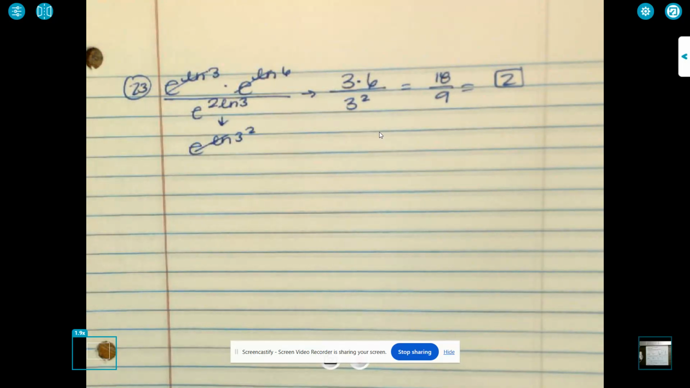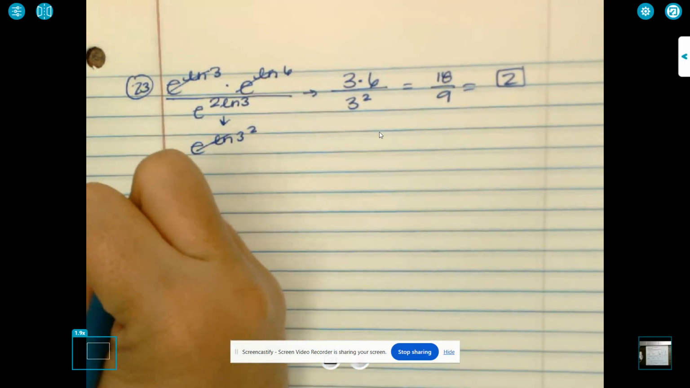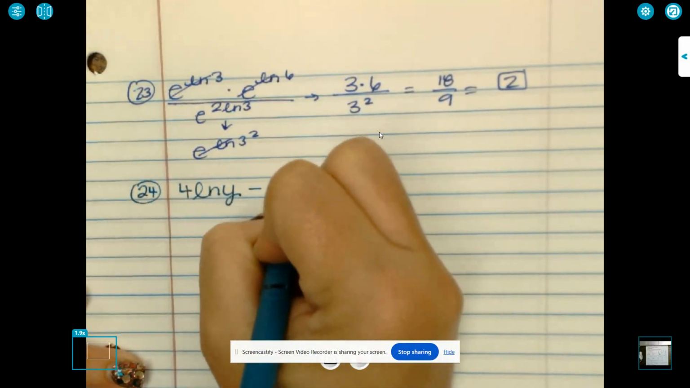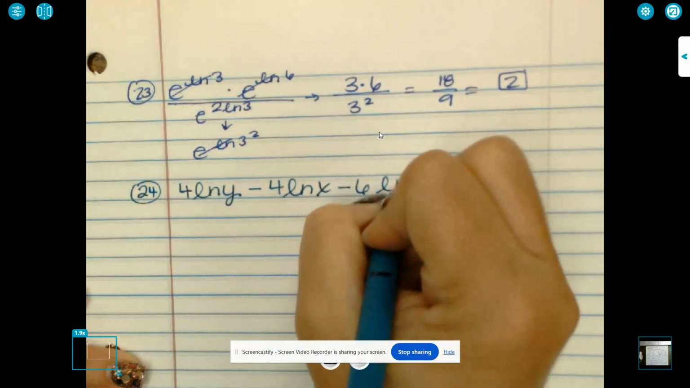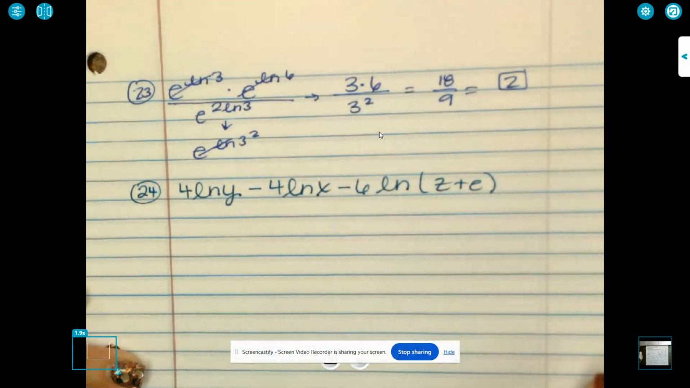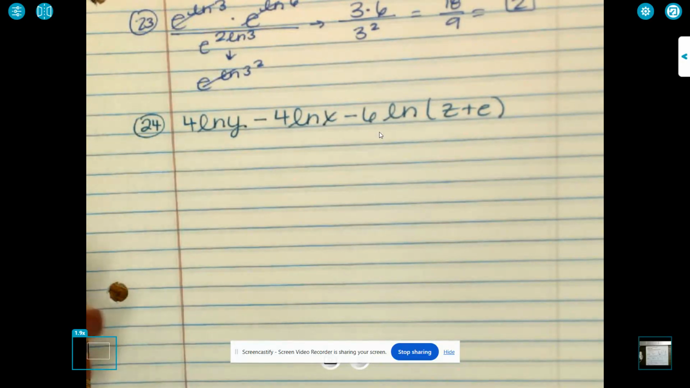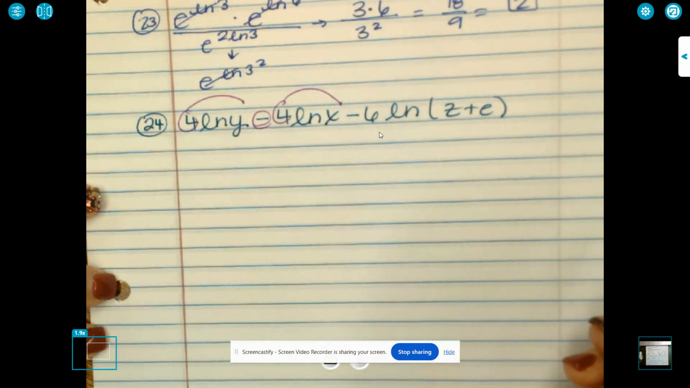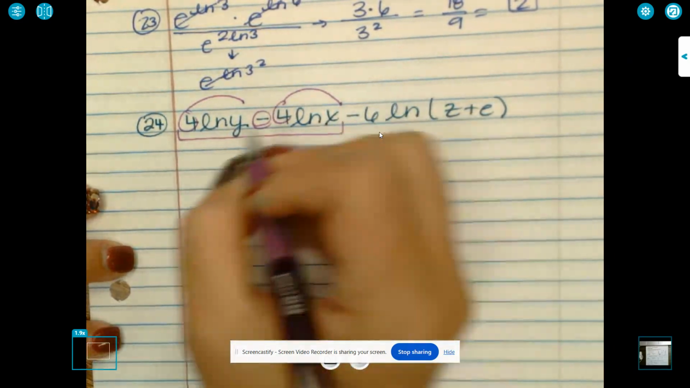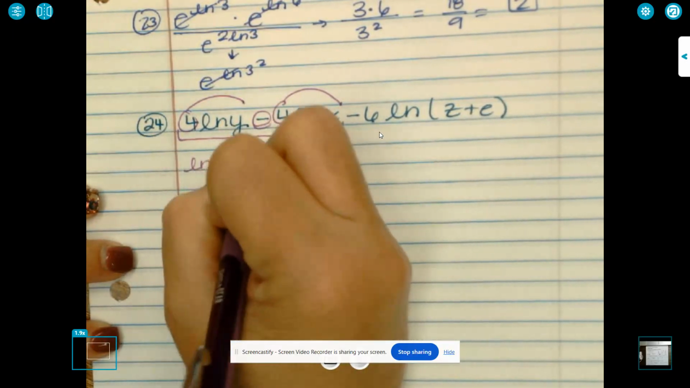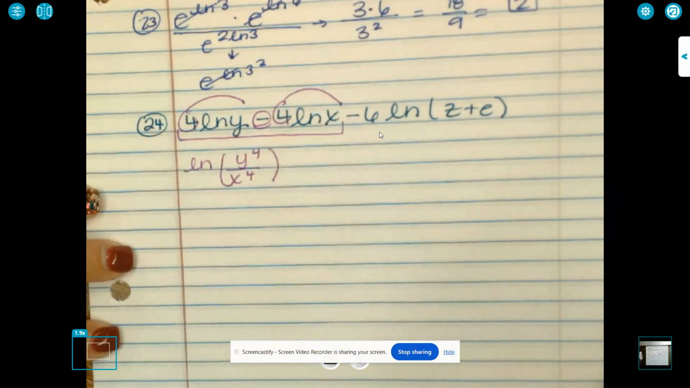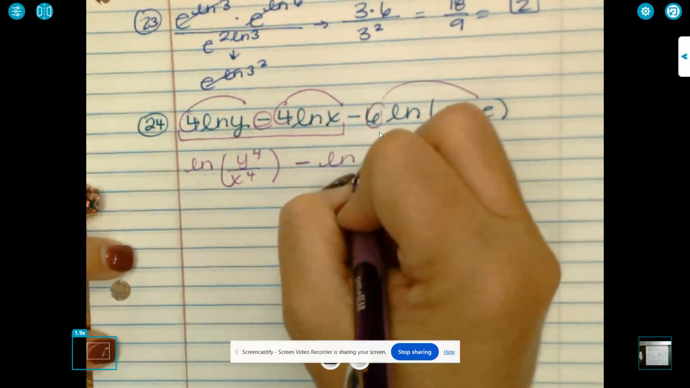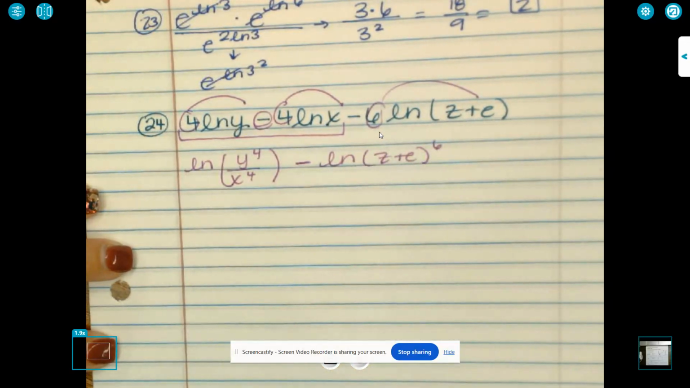All right, 24, condense. So we've got 4 ln y minus 4 ln x minus 6 ln z plus e. The first thing I'm going to notice, obviously, is that these exponents are going to go up, and I've got that subtraction sign right there. So if I put all of this together, I would get ln y to the 4th over x to the 4th. So that's that one. Okay, minus, let's move him up, z plus e to the 6th.